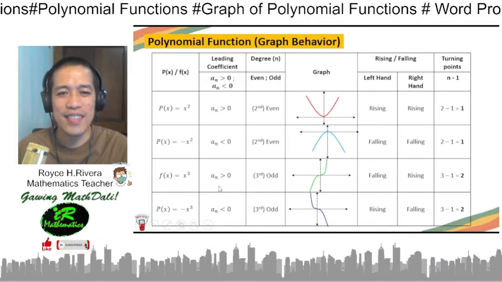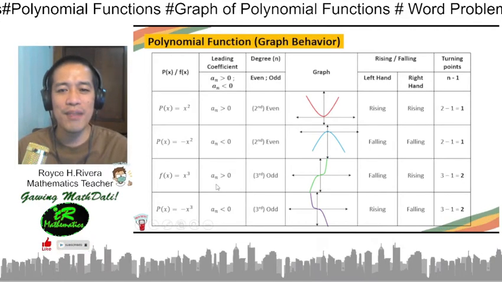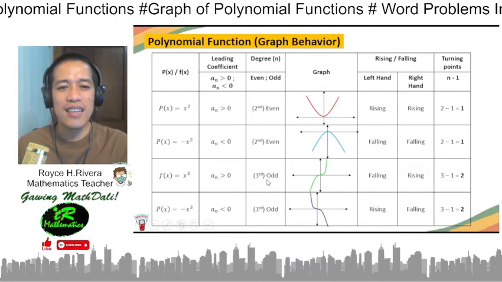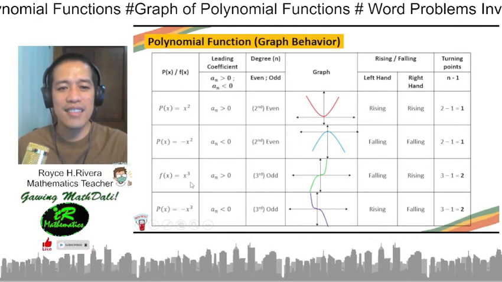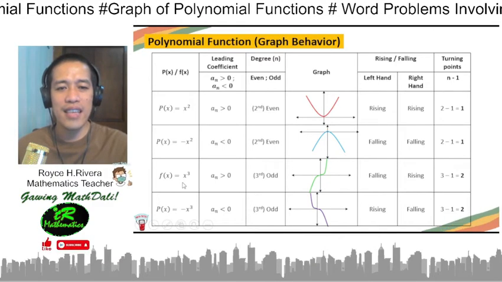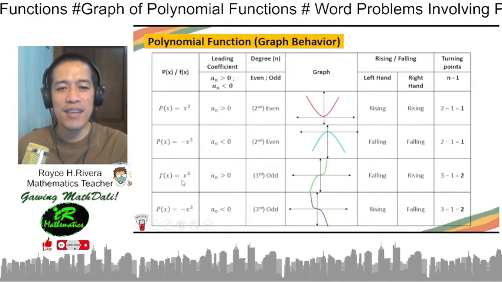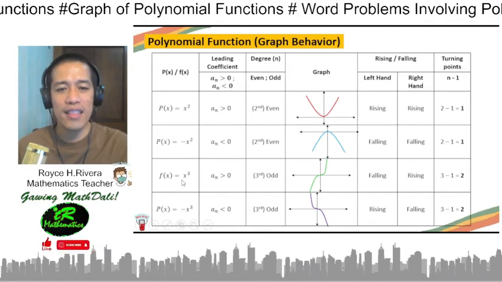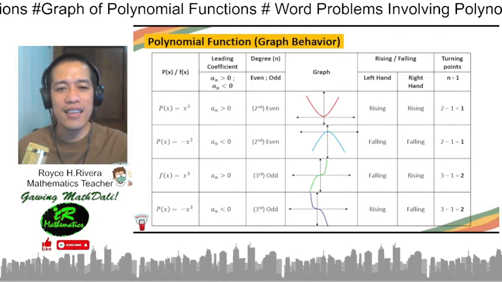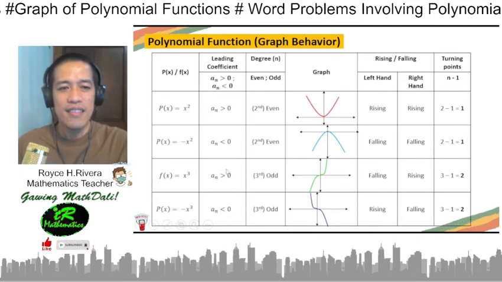Pangatlo, if the leading coefficient is greater than 0 or a positive number and the degree is odd. So we have the example f of x equals x raised to 3. The leading coefficient of this function is 1. And the degree is the third degree, so that is odd.